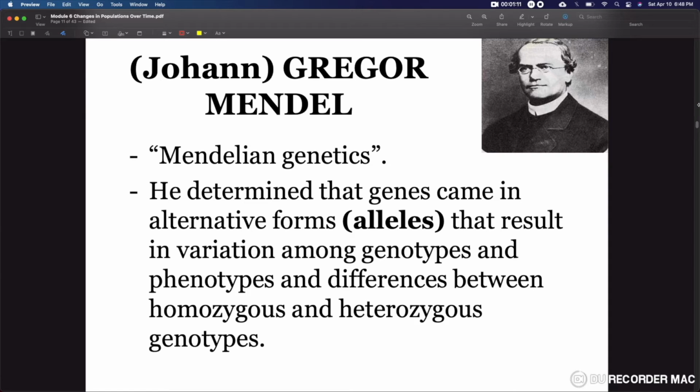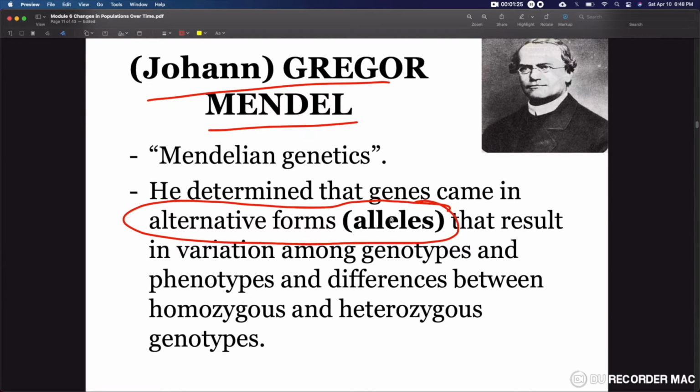Next, we need to talk about Johann Gregor Mendel. The father of genetics. Because Gregor Mendel is the one that proposed the alternative forms, or alleles. You got to be proud of how Father Gregor made this discovery. How he theorized that there is this thing that we call alleles. Because back then, there was no microscope powerful enough to see the chromosome, to see the DNA, to see the genes inside of you.